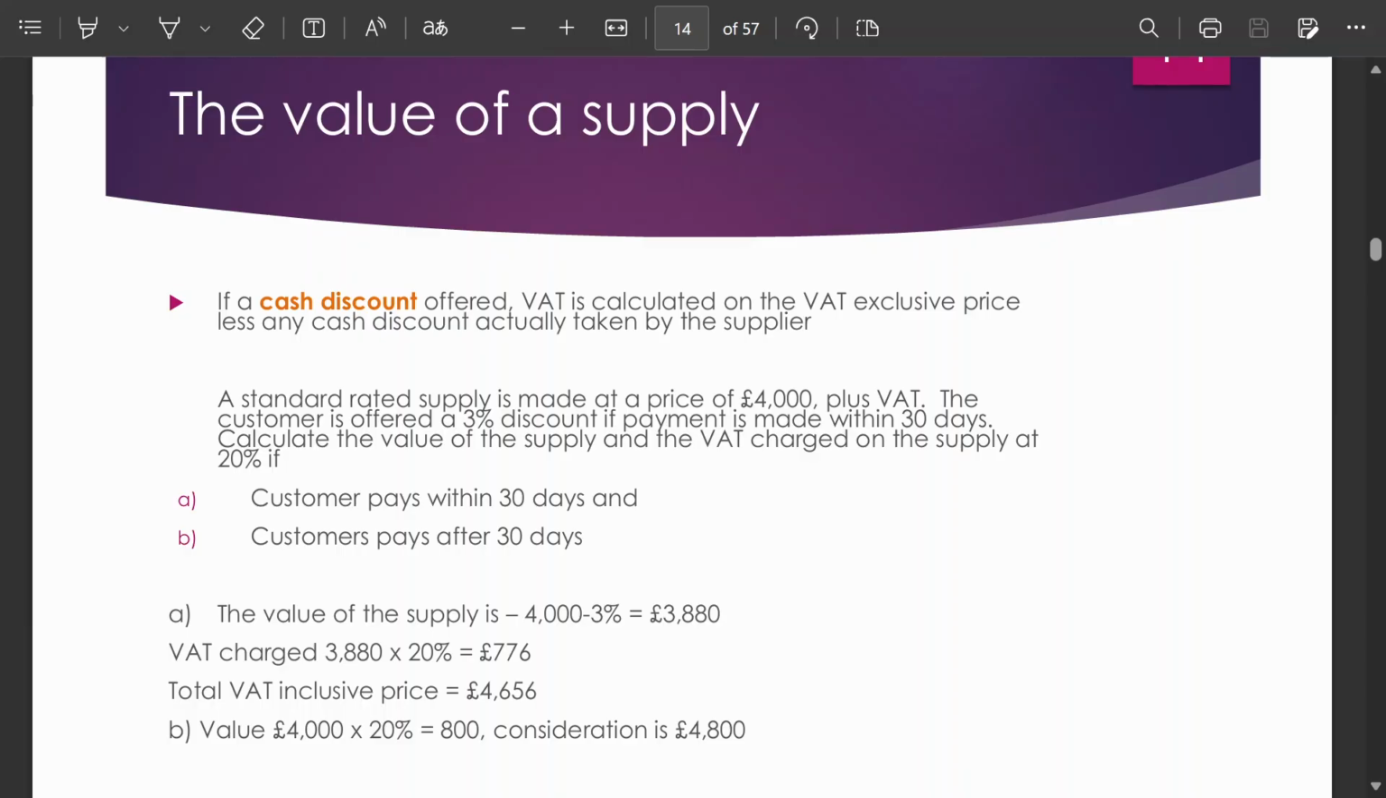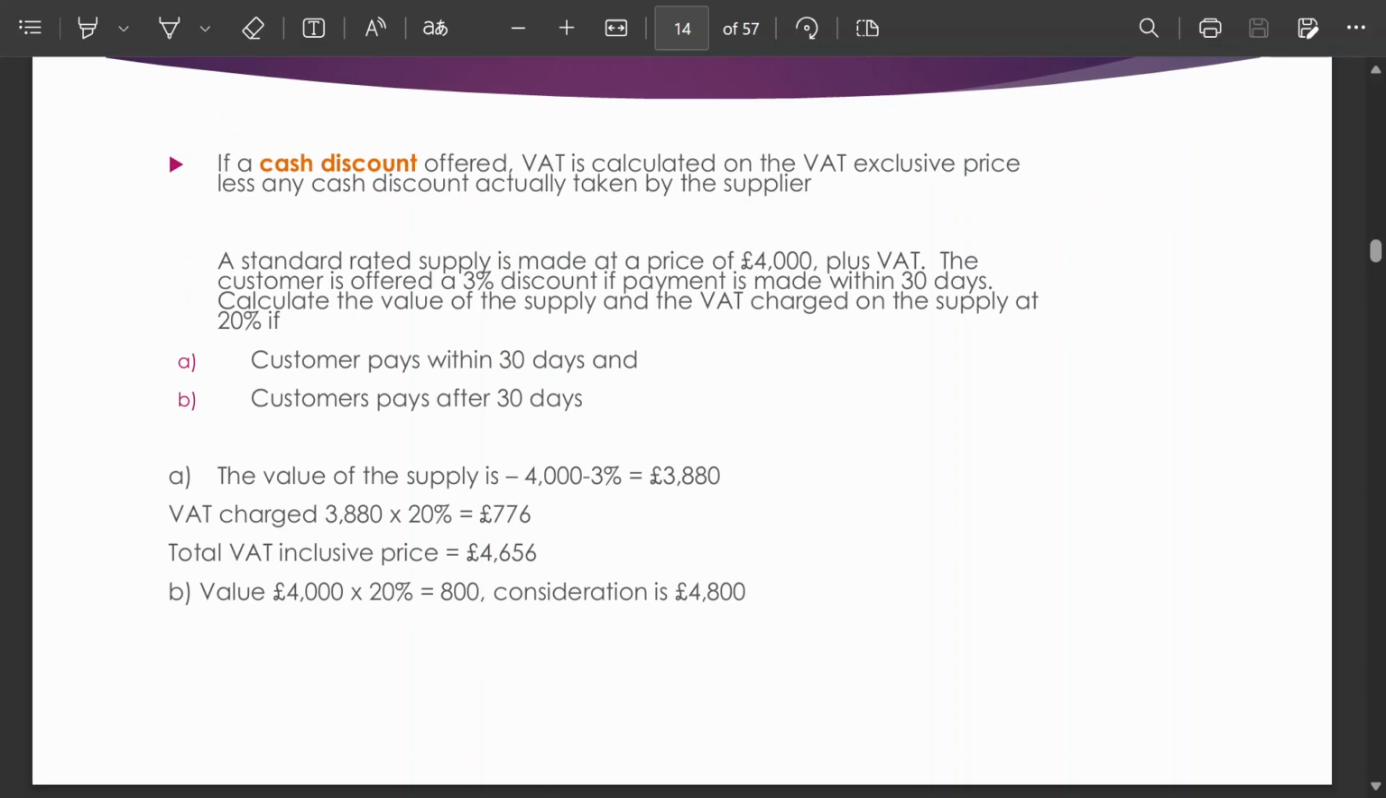Here you can see what is happening, which is, in this case, 4,000 plus VAT is the standard rated supply. You get a 3% discount if you pay within 30 days. Calculate value of supply and VAT charged at 20% if the customer pays within 30 days. So if he pays within 30 days, that means he's getting the 3% discount, right? So then what is the VAT in the case of A? Well, it's 4,000 minus 3% of 4,000, which is 3,880, okay? Which you see basically is 0.97 times 4,000.